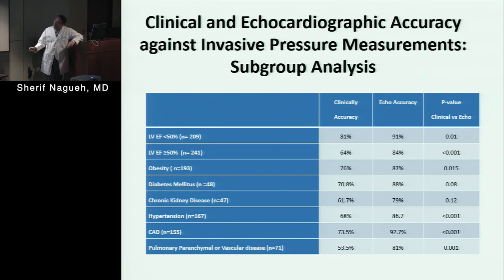So if you look at the group with EF less than 50%, clinical accuracy was 81%, which is not bad, by the way, solid. 91% for echo. This is the group that is, I think, more challenging for both techniques. Clinical accuracy only 64%, echo accuracy 84%. And there are some opinions that if you have somebody who has heart failure symptoms and a normal EF, you do not need echo, you do not need cath. They will have heart failure with preserved EF.